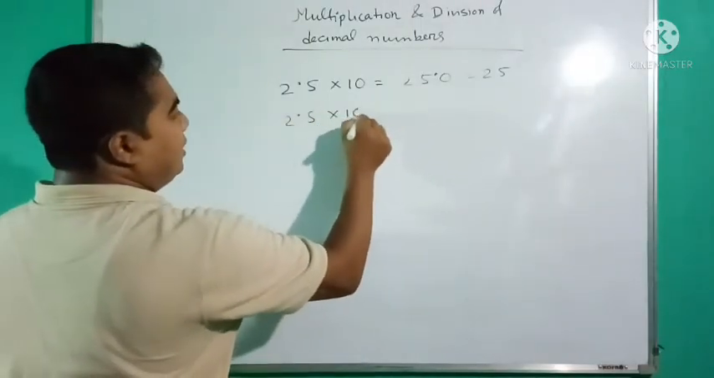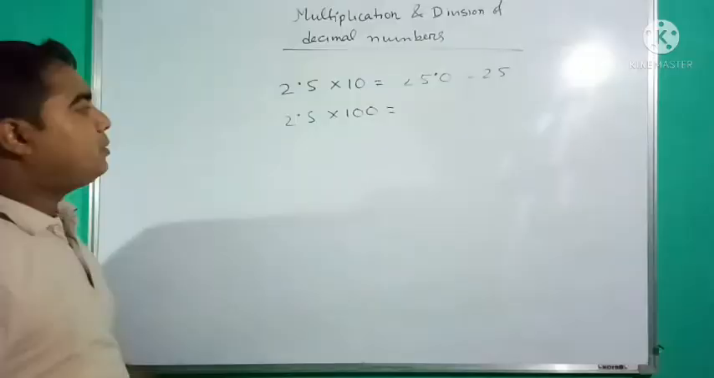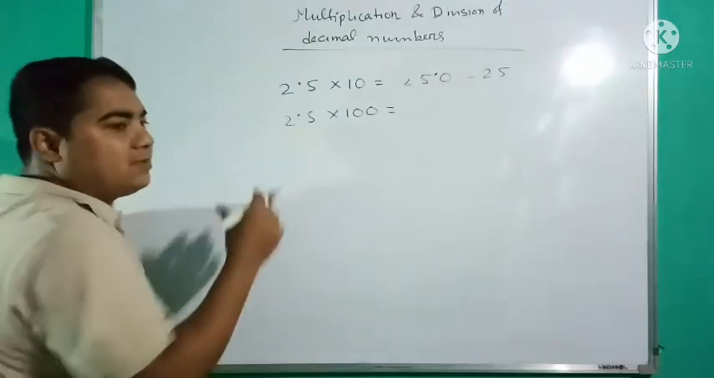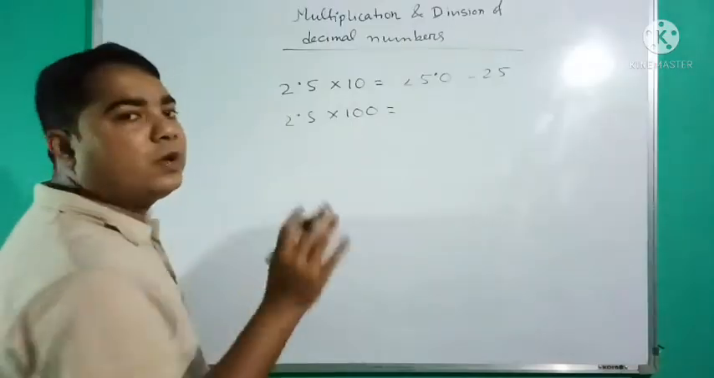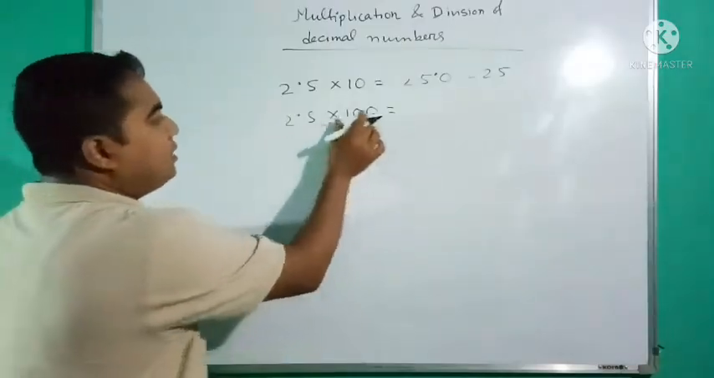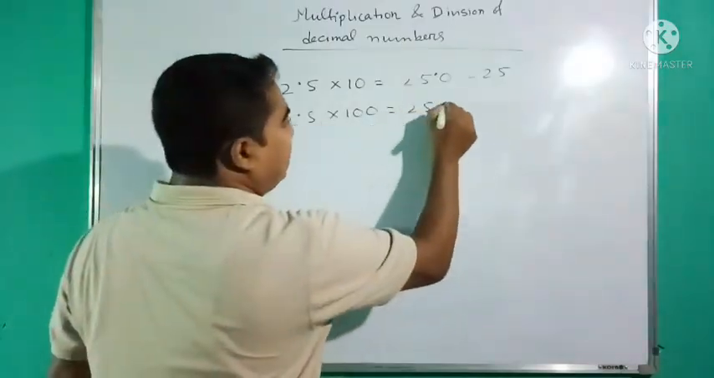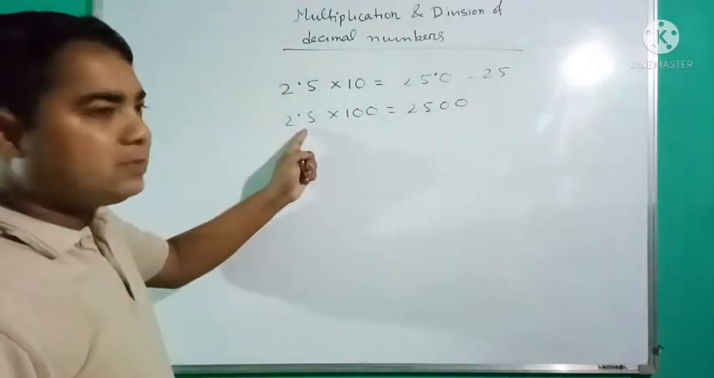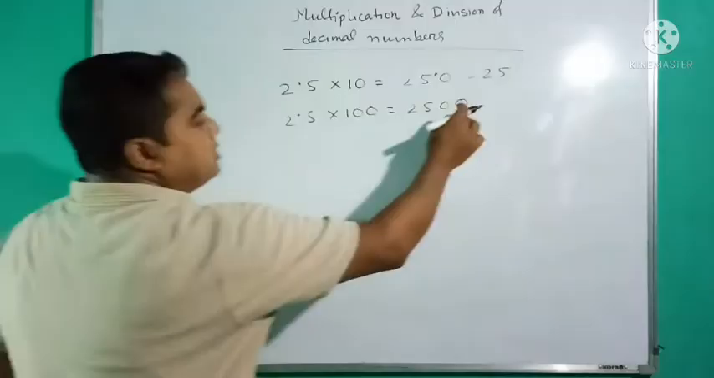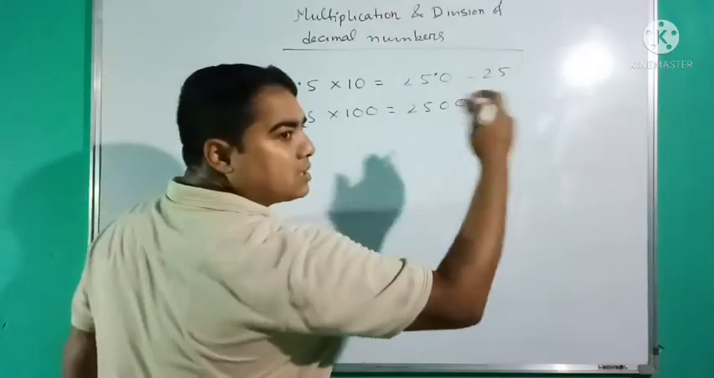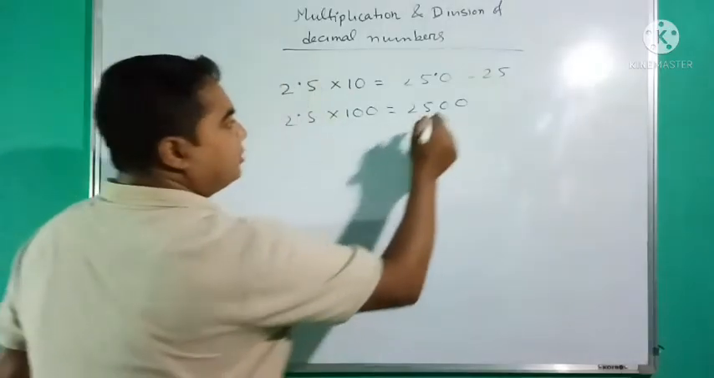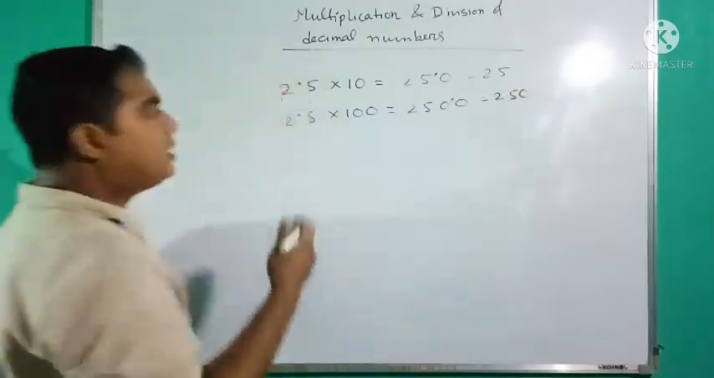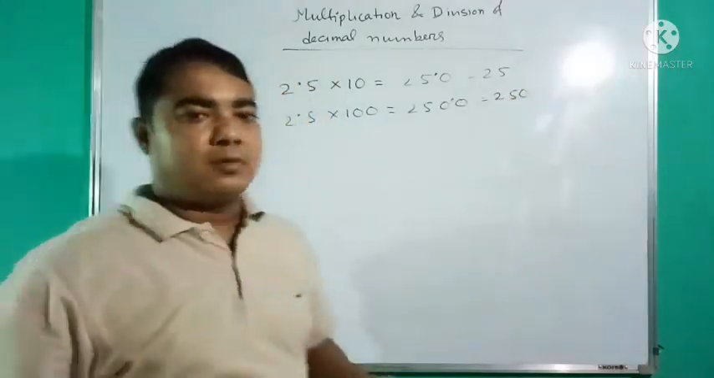Again, one more number. 2.5 multiplied by 100. Then see, at first think of it as 25, not 2.5. And 25 into 100, the answer is 2500. Now how many decimal places? There is only one decimal place, so give the decimal in front of one digit. Always count from right to left at one digit. So the answer is 250. Similarly, you can multiply more numbers.